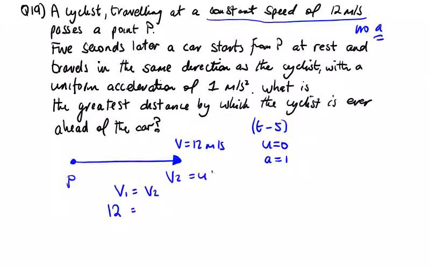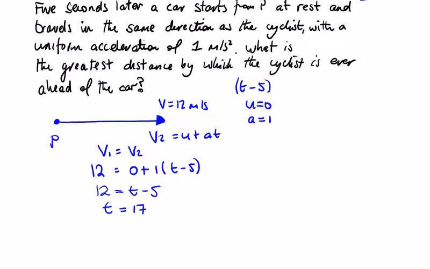V2 is equal to U plus AT. So V2 is going to be 0 plus 1 times, and the time is 5 seconds later, so 12 would have to be equal to t minus 5. So for 17 seconds, the bike is going to travel and be gaining on the car. So the distance for the bike is just going to be UT because there's no acceleration. So 12 by 17, 170 and 34 is 204 meters.